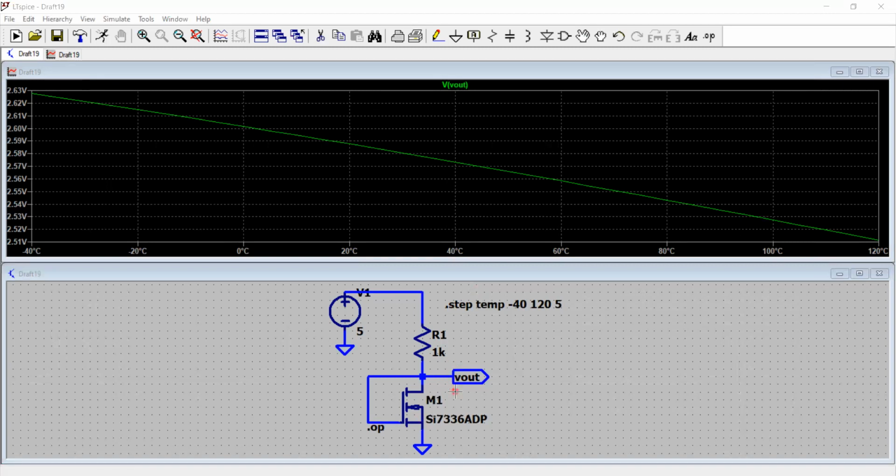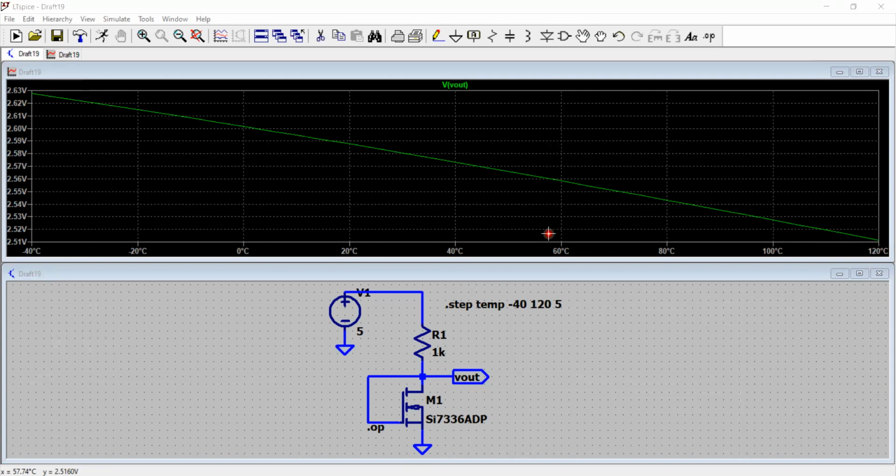In the previous model, we used another MOSFET, not the manufacturer part, but the four terminal MOSFET from the SPICE library. In the behavior of that MOSFET, the output voltage was varying positively with respect to temperature, and this behavior is a positive temperature coefficient. So this is just a correction of that error.